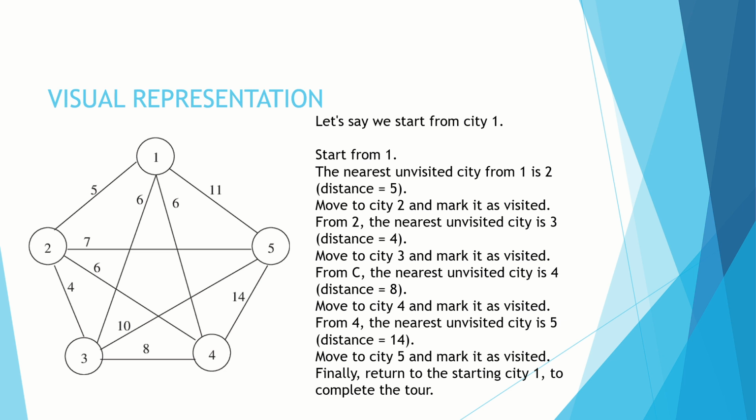So we have 3 other possible choices, and from those, 4 is the shortest path. So we will go to node 3 and we will repeat the same step until we reach back to city number 1.